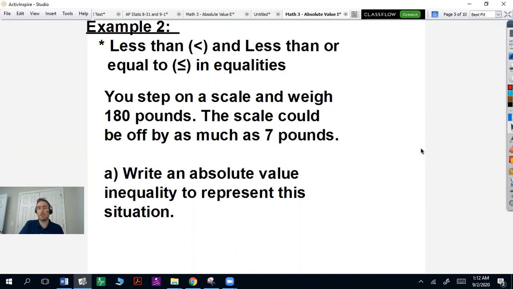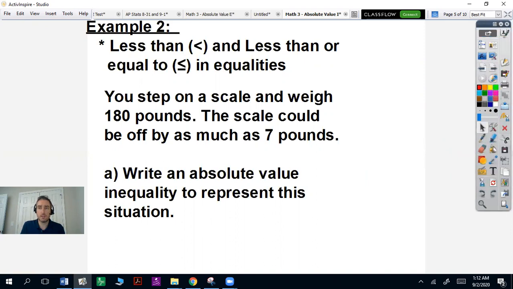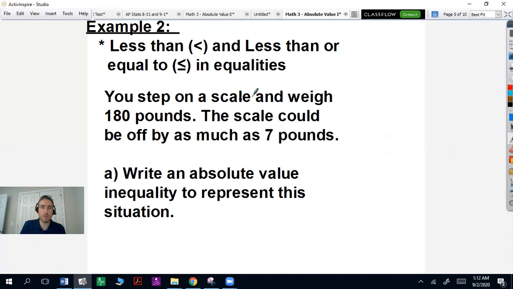Okay, the first type of inequality you're going to encounter is one where you might have a scale and it might be off by a few pounds. So in this case, this is example 2. You step on a scale and you weigh 180 pounds, but the scale could be off by as much as 7 pounds. So you don't really know if you're 7 pounds above or below it, and you're asked to write an absolute value inequality.